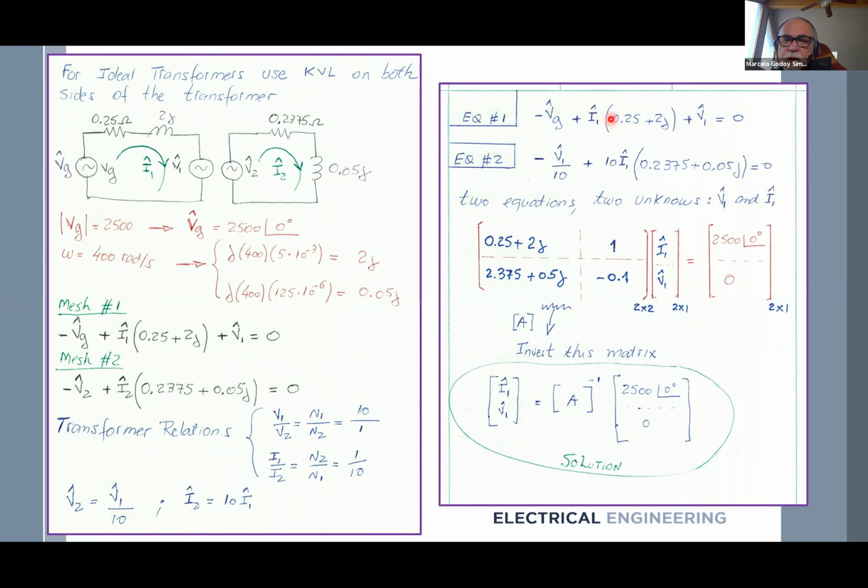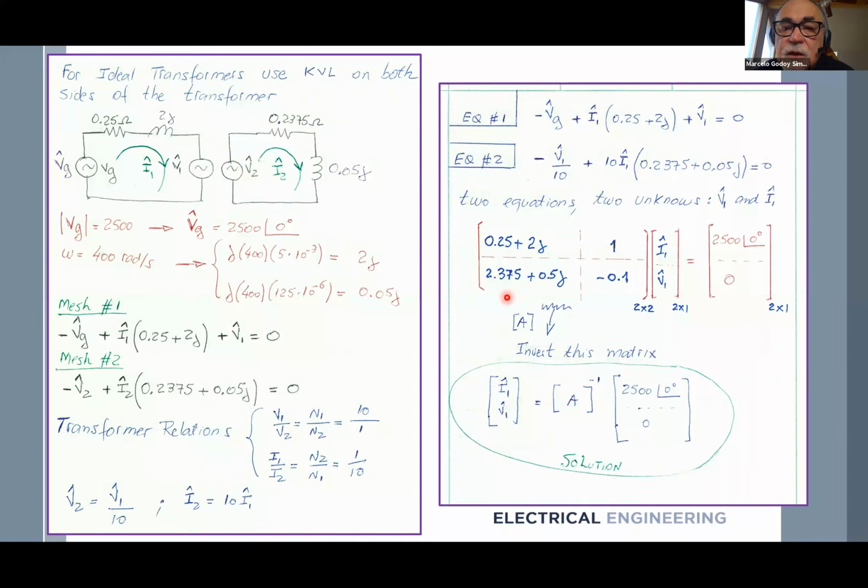That means current to the primary side, voltage on the primary side. So I can write an equation here. I take VG and bring it to the right hand side. So I have this coefficient multiplied by I1. This is 1 multiplied by V1 equals VG on the right hand side. Here it's 0. I keep 0, and I have V1 with a minus 0.1. And I1 is 10 multiplied by whatever is in the parentheses.